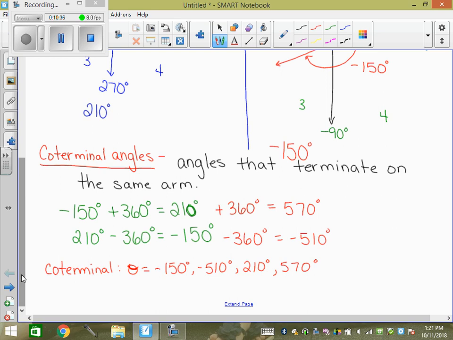We agree? How do you know which coterminal angle they want you to find on the diploma? Because it could be an infinite number of them. So how would they limit you? How do you think they could possibly limit you?